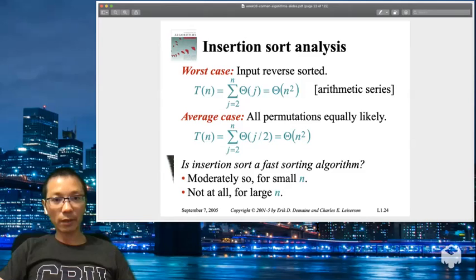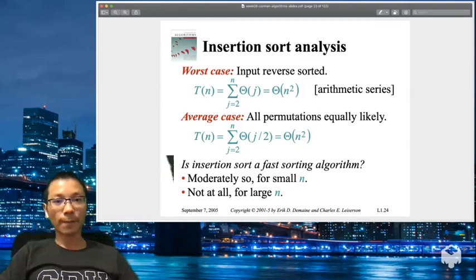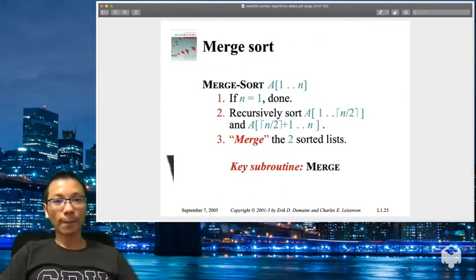Now, is insertion sort a fast algorithm? It's considered moderately so. It's not the fastest. We'll look at some other algorithms later on that will be faster. And when n grows large, we also realize the insertion sort is inefficient. It's slow. Now, there's another algorithm. It's a pretty elegant algorithm, actually, and we'll see why this algorithm will be faster. This algorithm is very simple to understand.